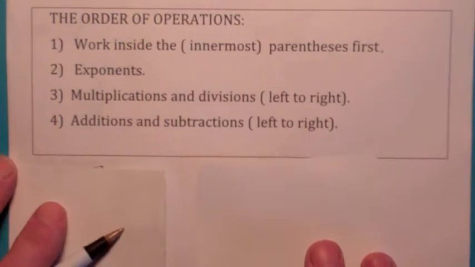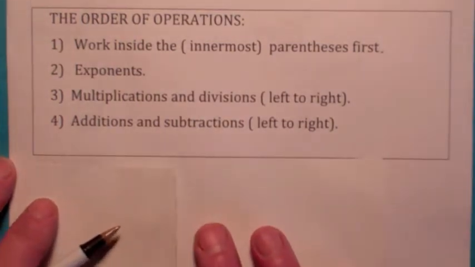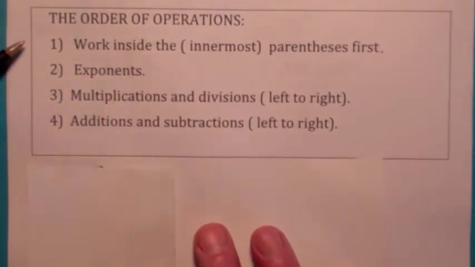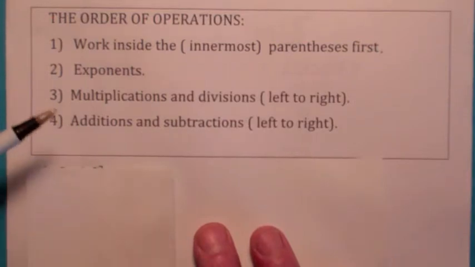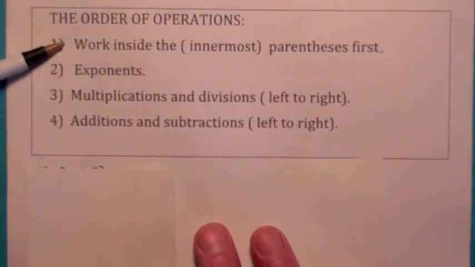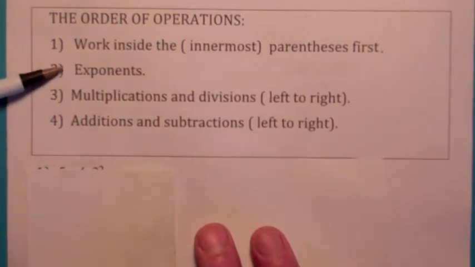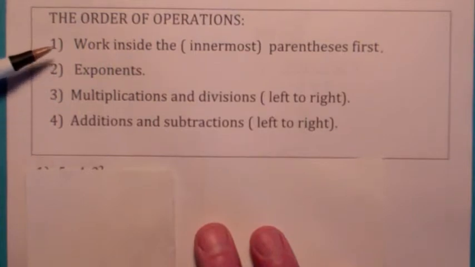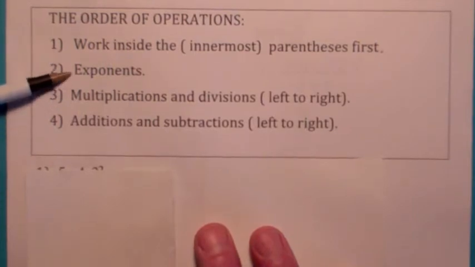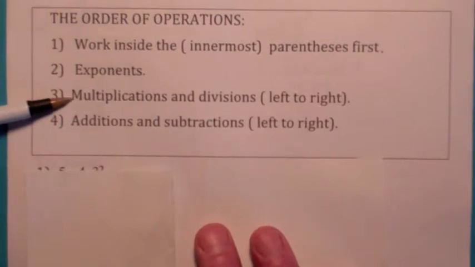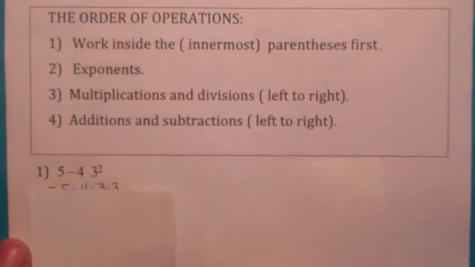Okay, now, perhaps the most important thing that you have to keep straight here is how the order of operations works. We always work inside the innermost parentheses first, and then we do the exponents before the multiplications and divisions, right? Exponents before multiplications and divisions. In other words, if there's no parentheses present, you do the exponents before the multiplications and divisions. That's really important.